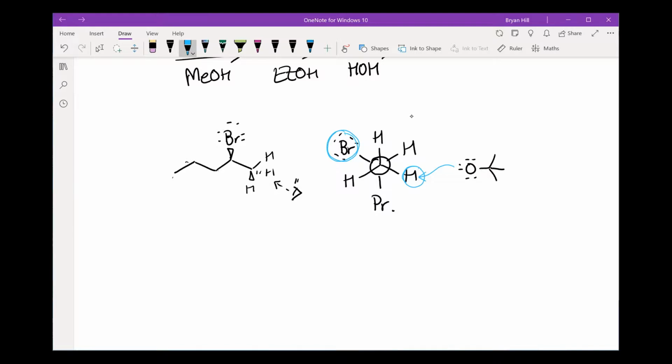Now let's draw the same thing here. Let's draw another Newman projection looking down this bond here, and try to bring our big bulky base in there to attack that.